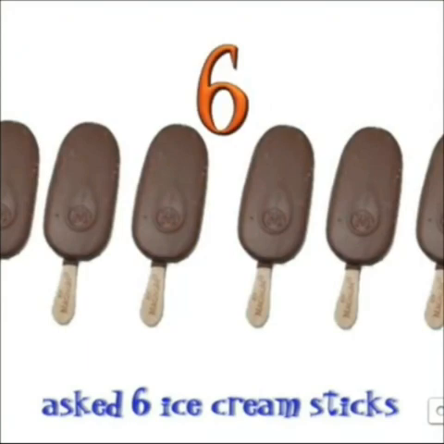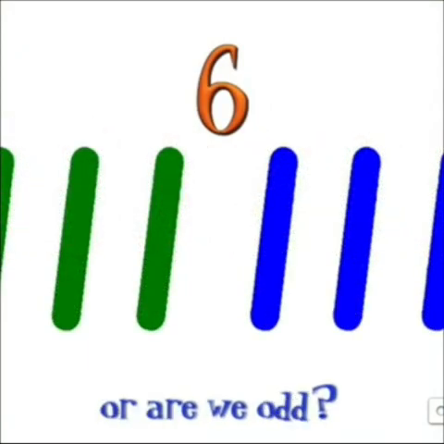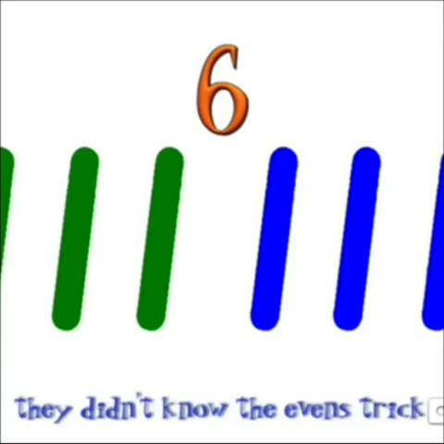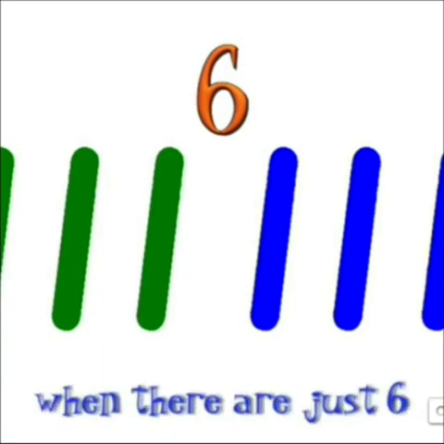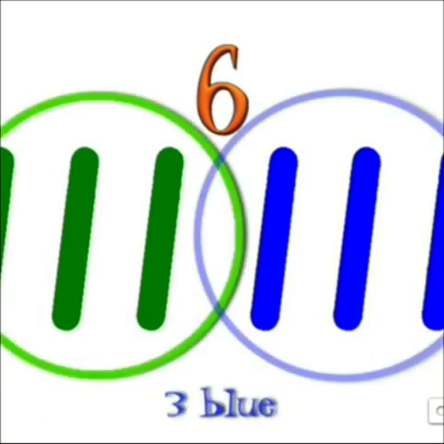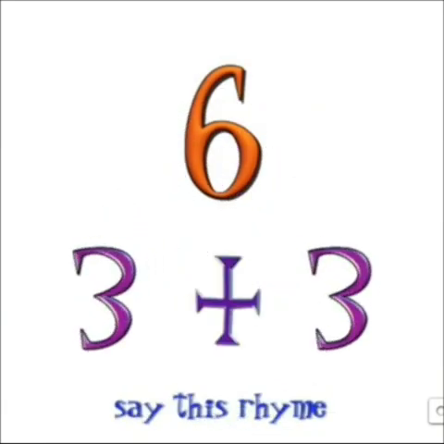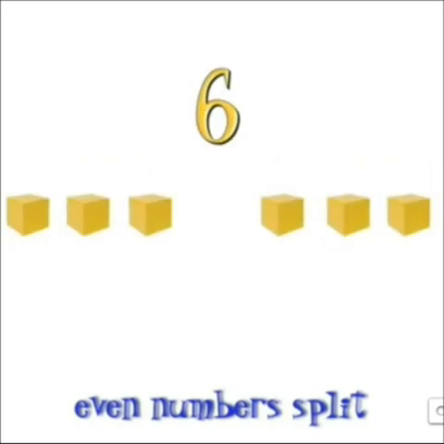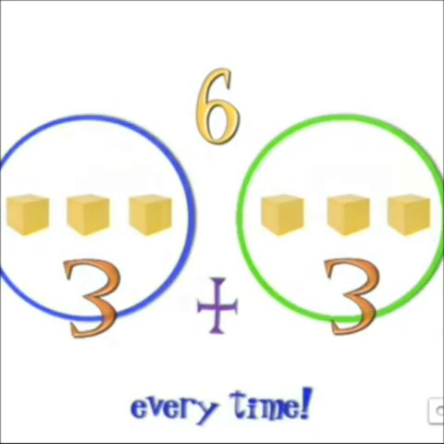Are we even or are we odd? Six ice cream sticks. They even know the trick. Can you split them equally when there are just 6? Yes, you can split them right in half. 3 green and 3 blue sticks. Split them up, even split down the middle. Say this rhyme. Even numbers split right down the middle. Half and half make even numbers every time.